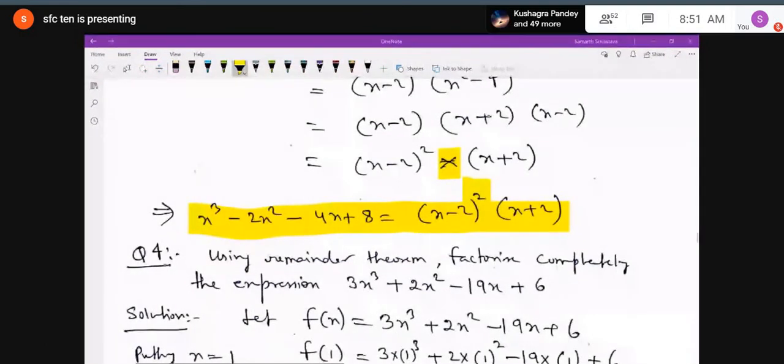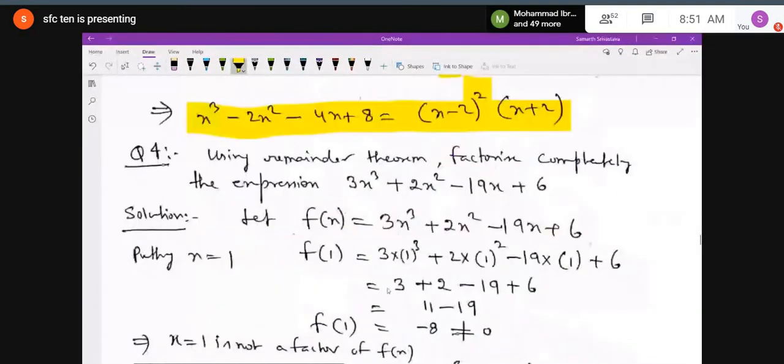Any confusion? Yes, sir. Yes, Buddha? Is it clear? Yes, sir. Okay. Yes, sir. It is clear. Okay.